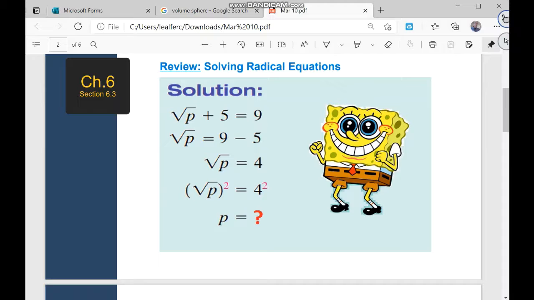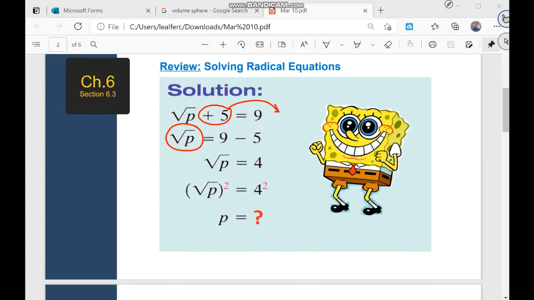We worked on solving radical equations, and I showed you this example: the square root of p plus 5 equals 9. I don't know if you remember, but now I need your answer for this. We apply the procedure step by step. First, isolate the radical. You isolate the radical on one side of the equation and move everything else to the other side. That's what you have done here.